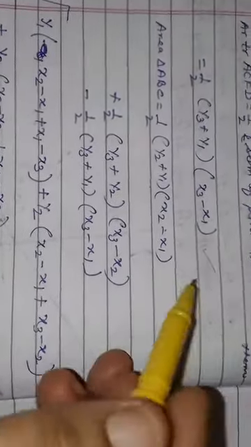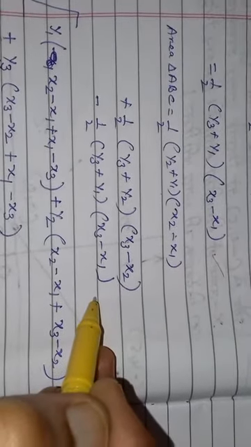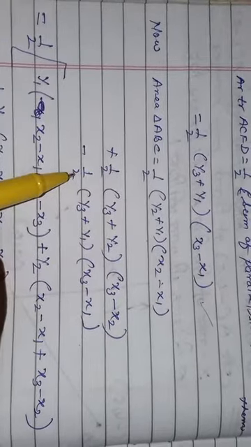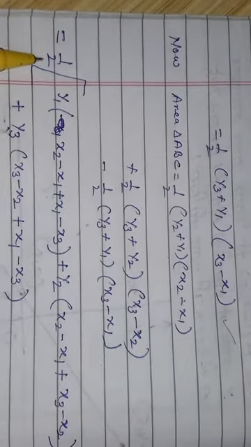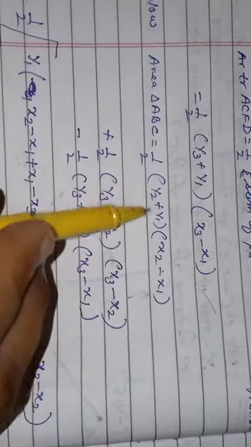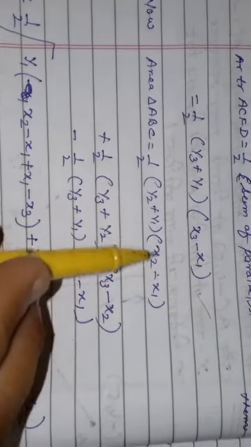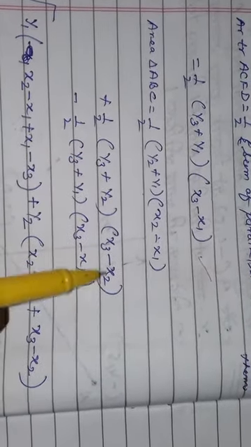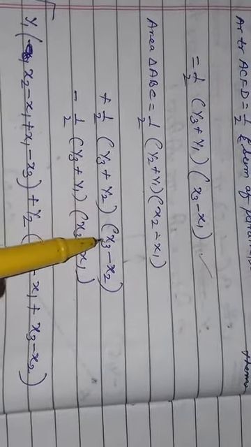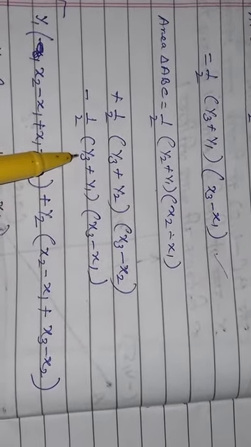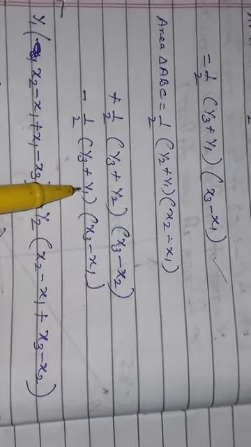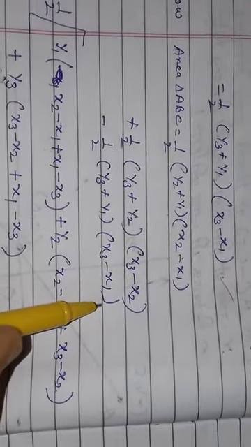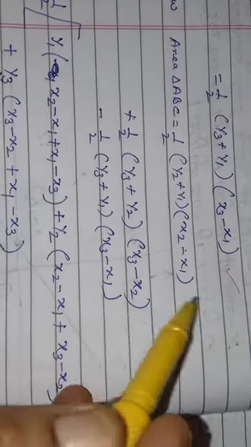Now let us rearrange these terms. So how will we solve it? We will take half as common. Now we will multiply y2 with this whole, y1 with x2 minus x1, y3 with x3 minus x2, y2 with x3 minus x2, y3 with x3 minus x1, and y1 with x3 minus x1. So we will expand the expression in this way.